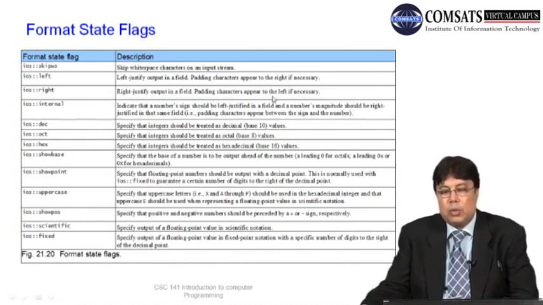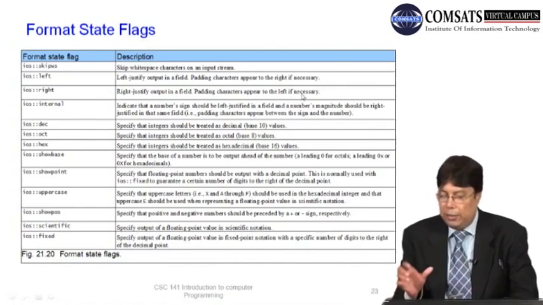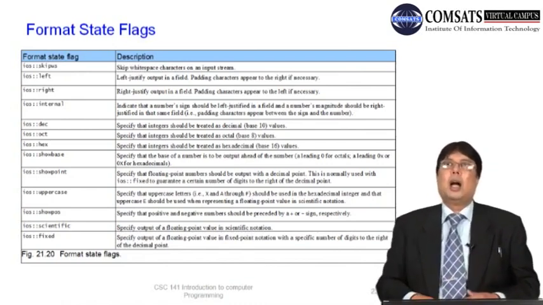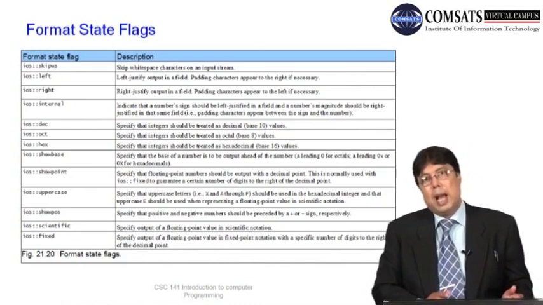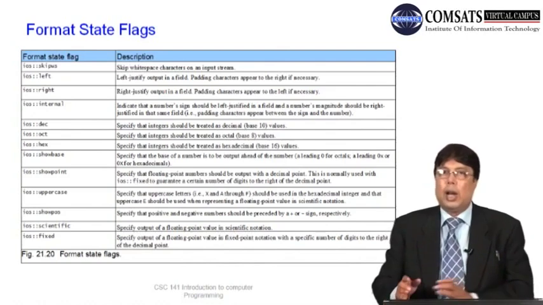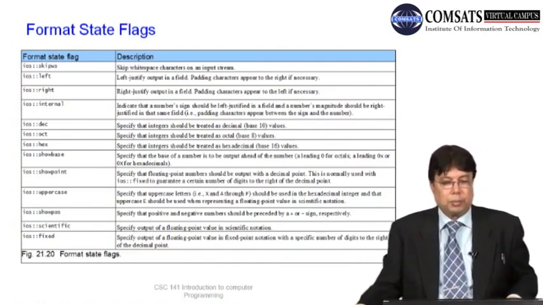Left means you can justify the field, and then you can have a right justifier, and the padding of characters appears to the left if necessary. Obviously, if you are justifying to the right, and the number of characters is less, then additional characters are padded. For left justification, the padding is done on the right. For right justification, the padding is done on the left.